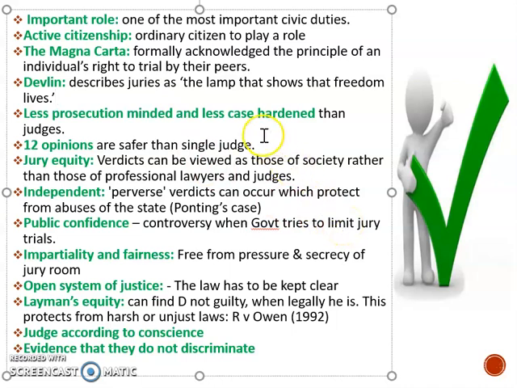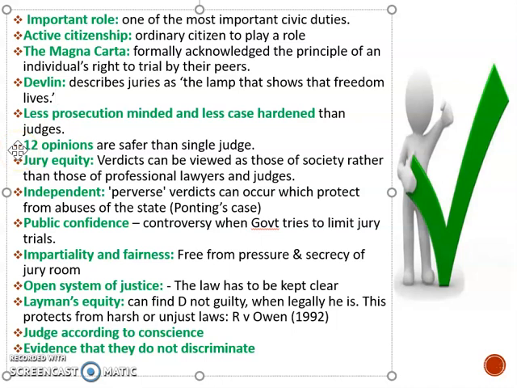There's evidence that juries are less prosecution minded, less case hardened than judges, and that will be because, of course, a jury are probably only going to do it maybe once in their lifetime, so there's not that conveyor belt justice. They are coming to a case with fresh eyes. And you can also say that the 12 opinions are potentially safer than the view of one single judge.